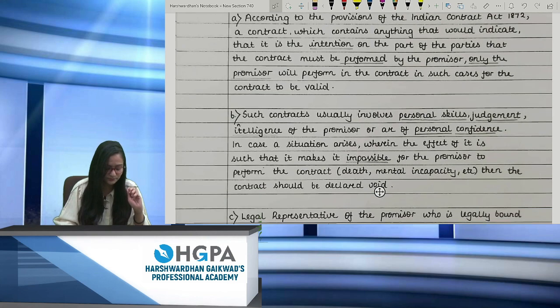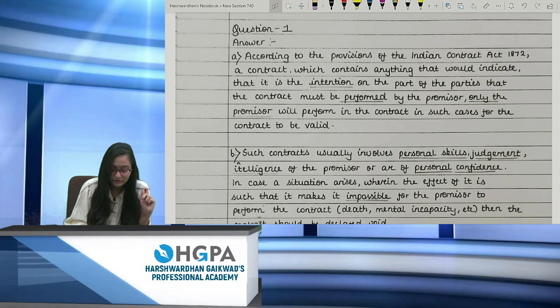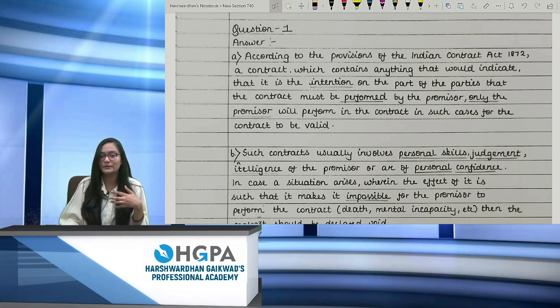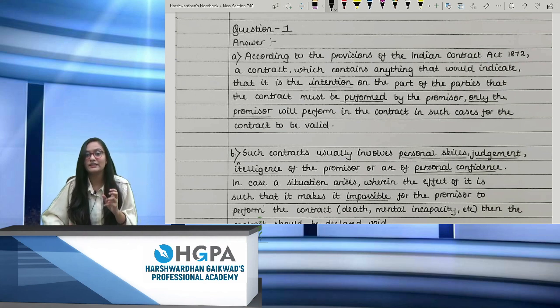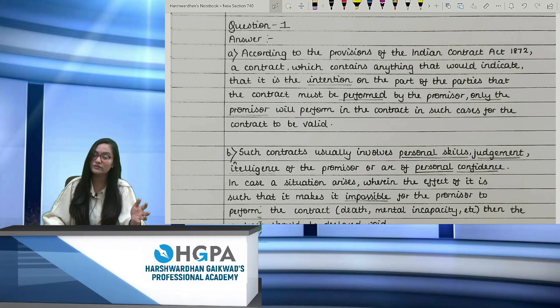So in this case, you start writing the answer according to the provisions of the Indian Contract Act: a contract which contains anything that would indicate that it is the intention on the part of the parties that the contract must be performed by the promisor. Only the promisor will perform in such cases for the contract to be valid. The crux of this point is the intention which the parties have. If it's intended that only the promisor has to perform, then only he will perform.